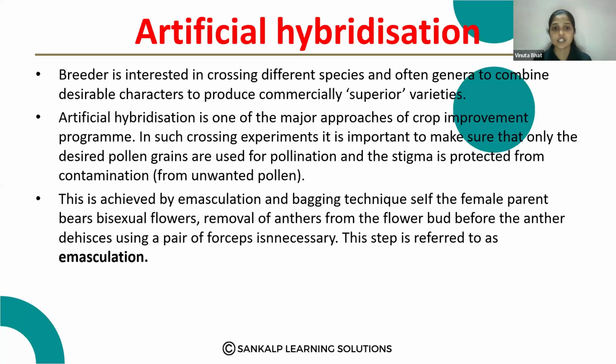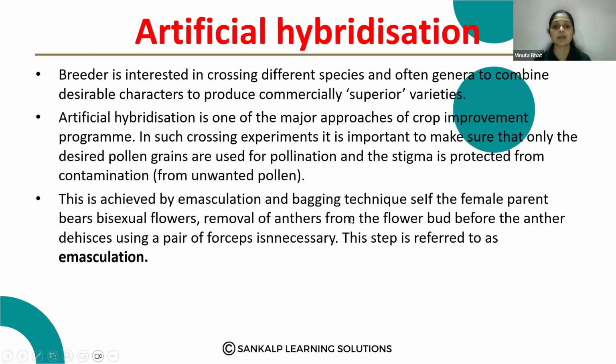But artificial means the breeders transfer the pollen grains to the stigma artificially to obtain superior varieties, that is, to obtain the desirable characters in the plant. Artificial hybridization is a major approach of crop improvement programs. In such crossing experiments, it is important to make sure that only desired pollen grains are used for the pollination and that the stigma is protected from contamination.